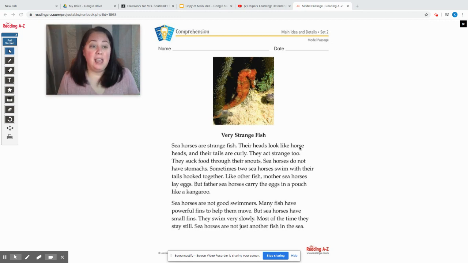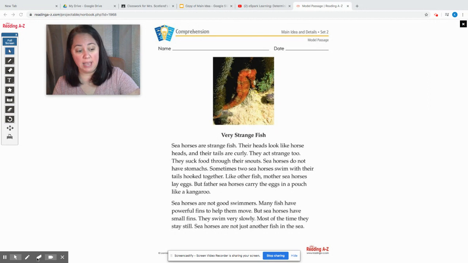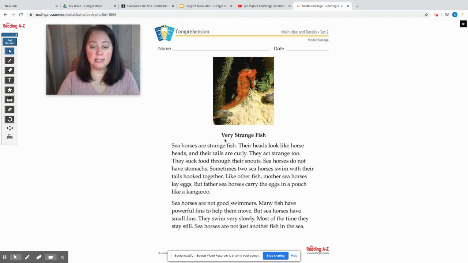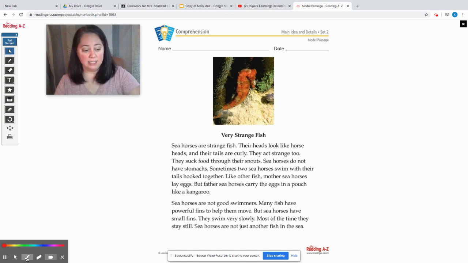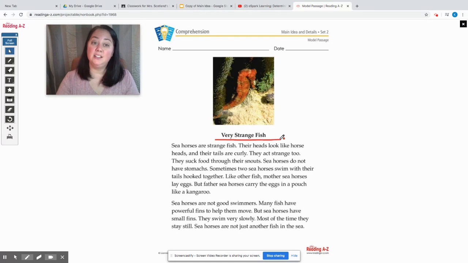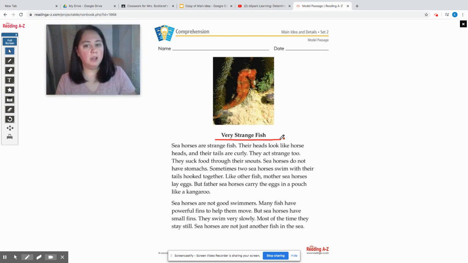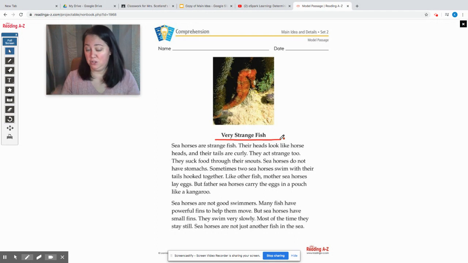If you look here on the screen, you can see we're going to be reading an informational text. This is an article. Let's have a look at the title. The title here is Very Strange Fish. And I actually have a block of one of these very strange fish. And we're going to find out why this fish is so strange and what makes it strange.